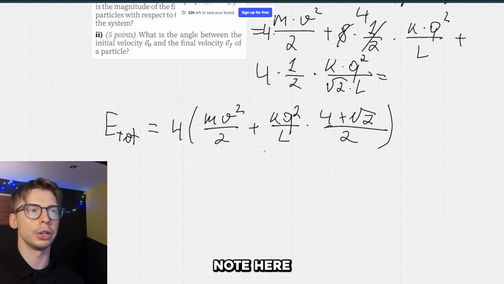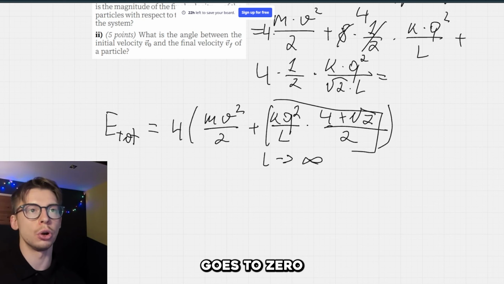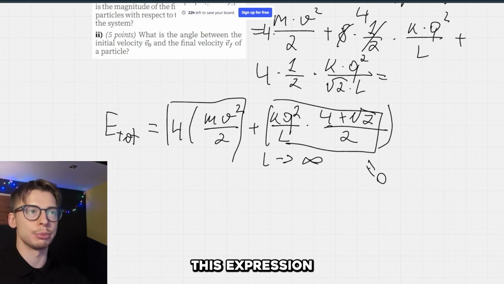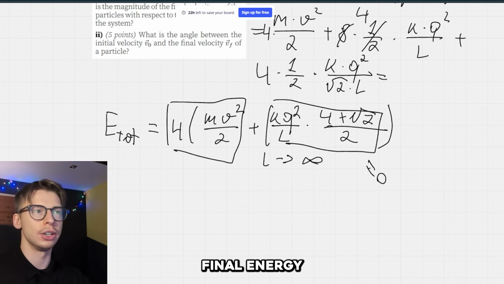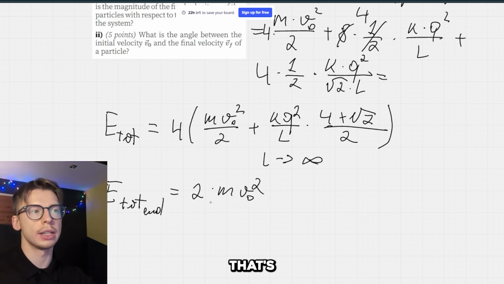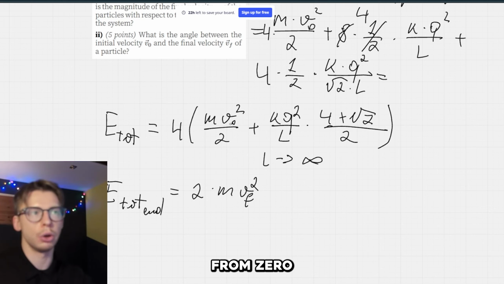And one thing we can note here: the further the particles move out, the more L tends to infinity, and actually this term goes to 0. And we see that the total energy at the end just has to be this expression right here. So let me rewrite the final energy as the kinetic energy that the particle will have at the end. That's our expression for the energy at the end. Don't forget to change this velocity from v_0, because it's not the initial, it's the final velocity, v_f. Now we just have to equate the total energy at the beginning with the total energy at the end, and then we can find this total velocity at the end, v_f.